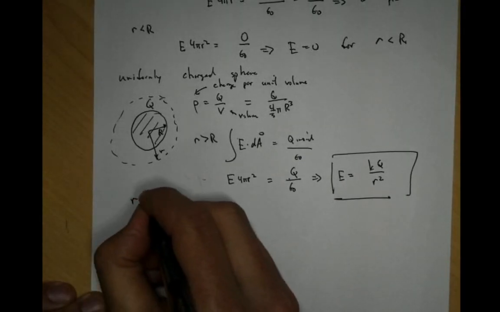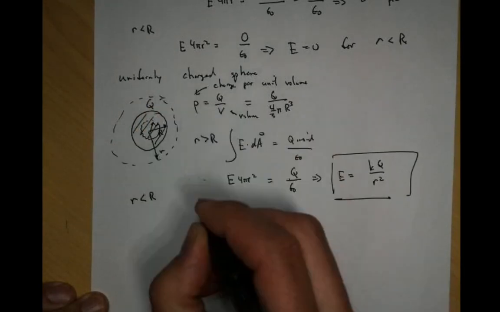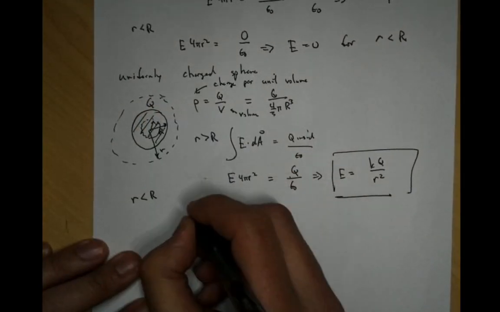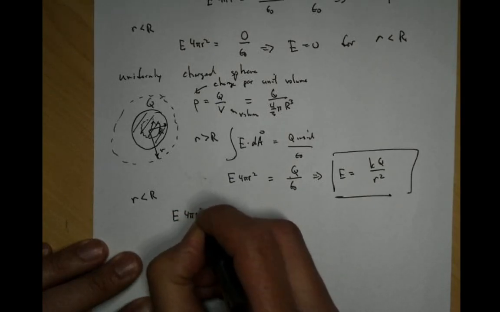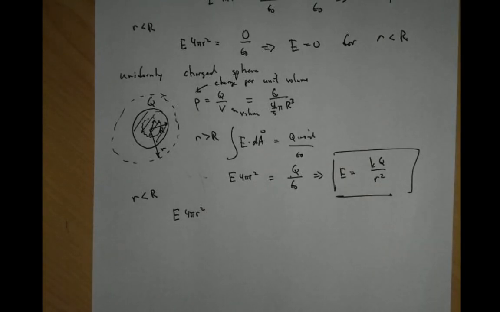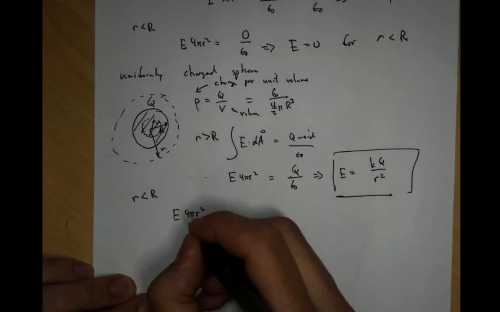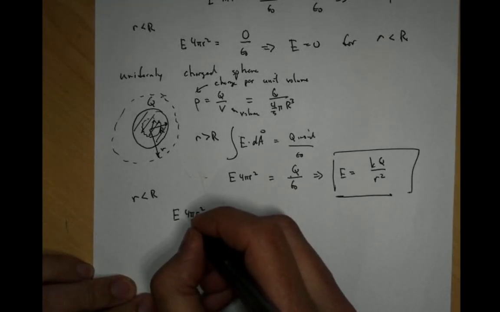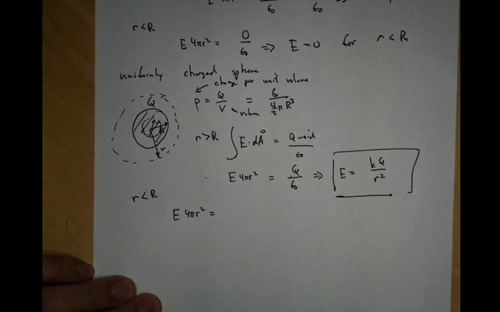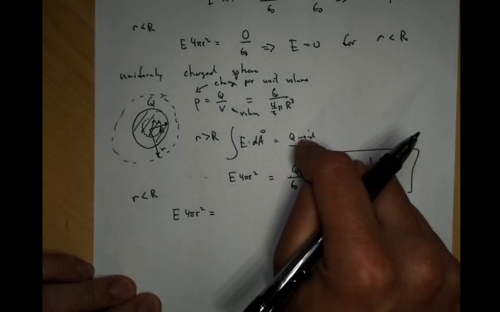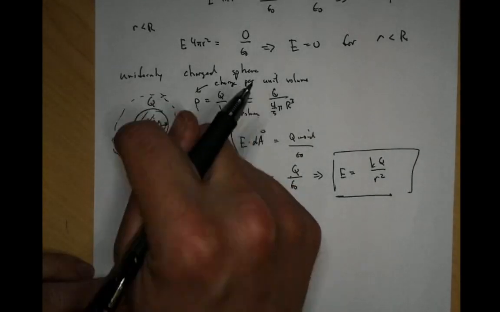Now, for r less than R. The left-hand side is the same as before. It's E times 4 pi r squared, right? That's what makes Gauss's law so powerful. Again, it's 4 pi r squared. But now, I've set this equal to something. I've set a Q inside. What is Q inside for this one? Well, it's not all of Q, because not all of Q is contained.